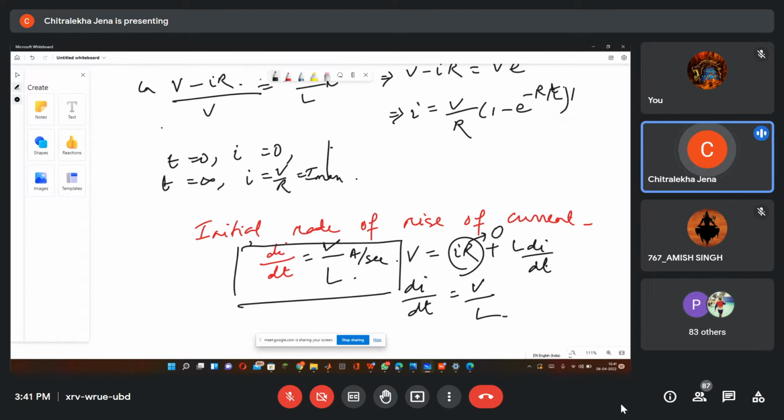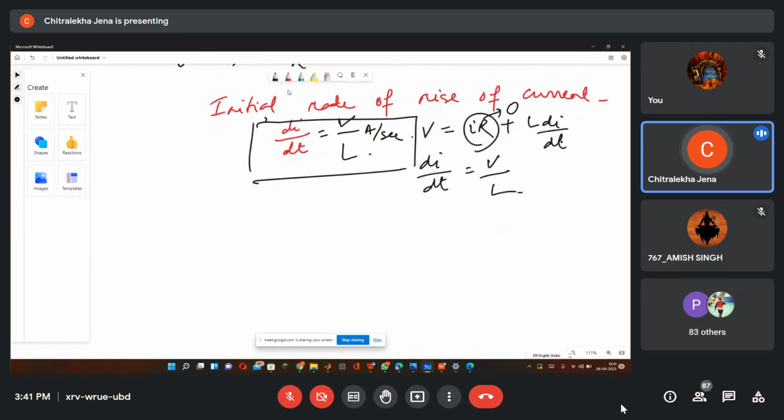Now come to the time constant. Here I will draw the graph between the voltage across the resistor and the current.